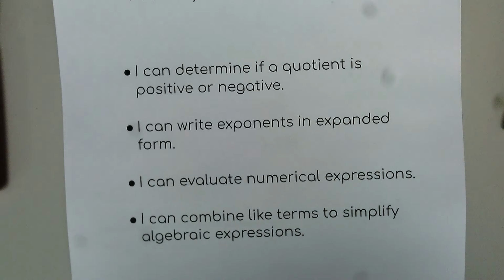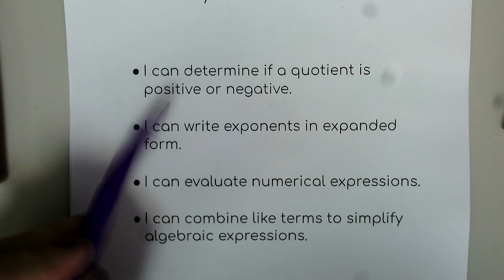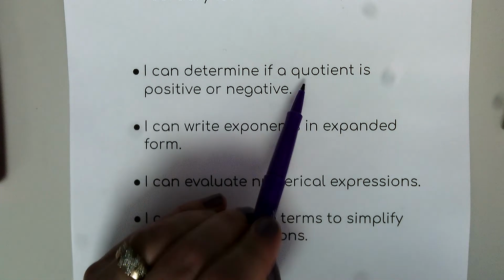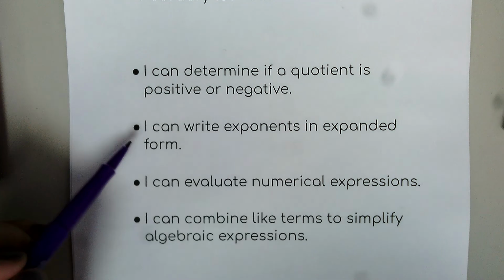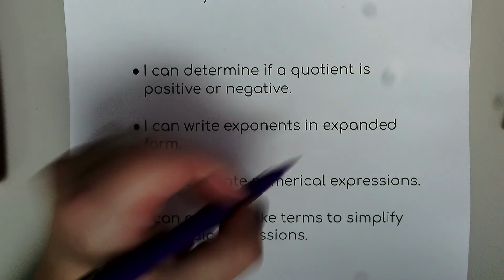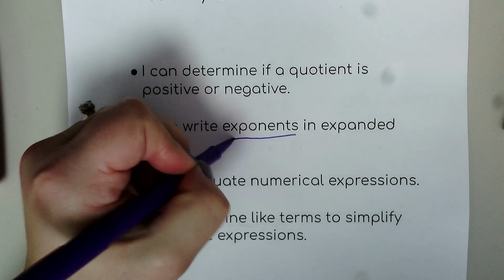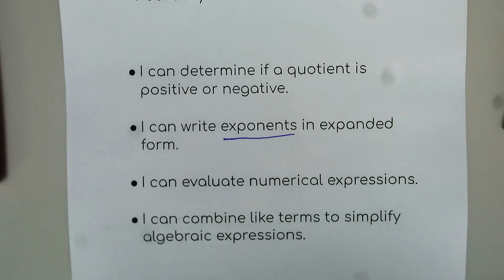So these are the four things we're going to cover in this particular lesson today. I can determine if a quotient is positive or negative. That is a review from last time because that is more rational numbers, but we're going to just start off with this because we need to really understand this before we move on to the other things. The second I can statement is I can write exponents in expanded form. Exponents is something that you are supposed to talk about in 6th grade, but we will definitely refresh your memories on it in 7th grade, but you will be using these from here on out.